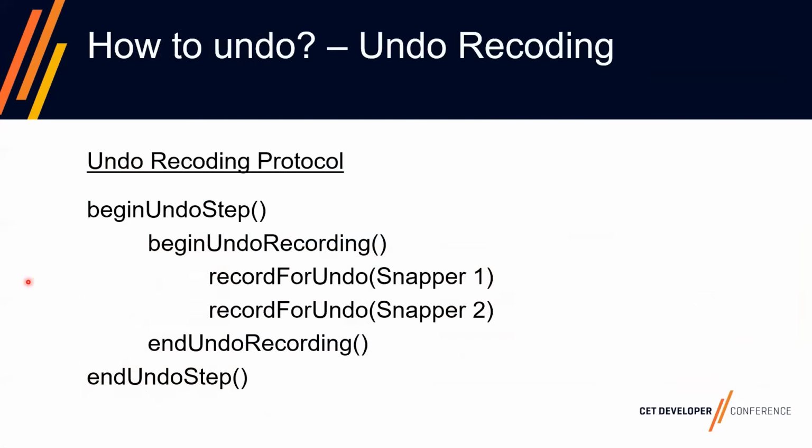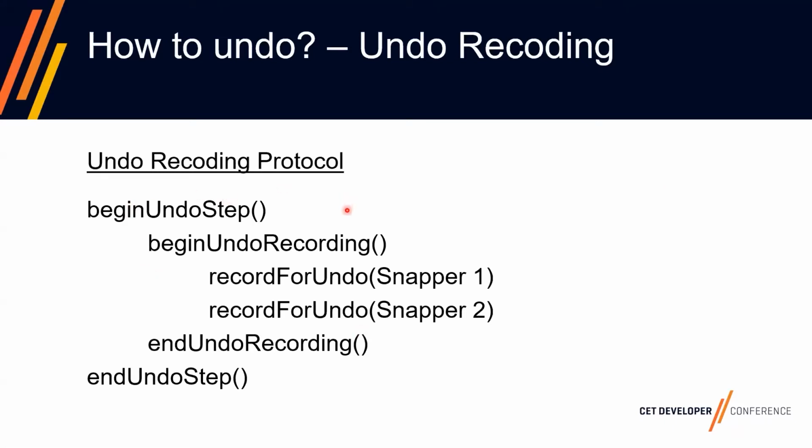Next, we'll go to how to do undo. Undo in CT is divided into two main ways: one is undo recording, and the other one is serious undo. So we'll start with undo recording.